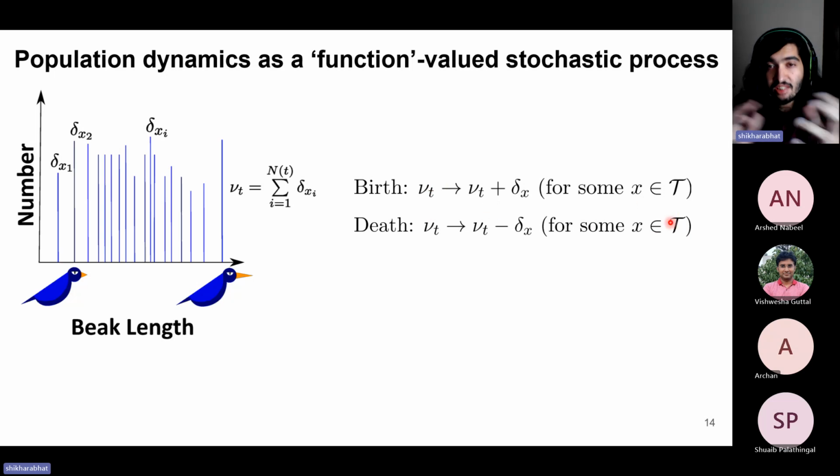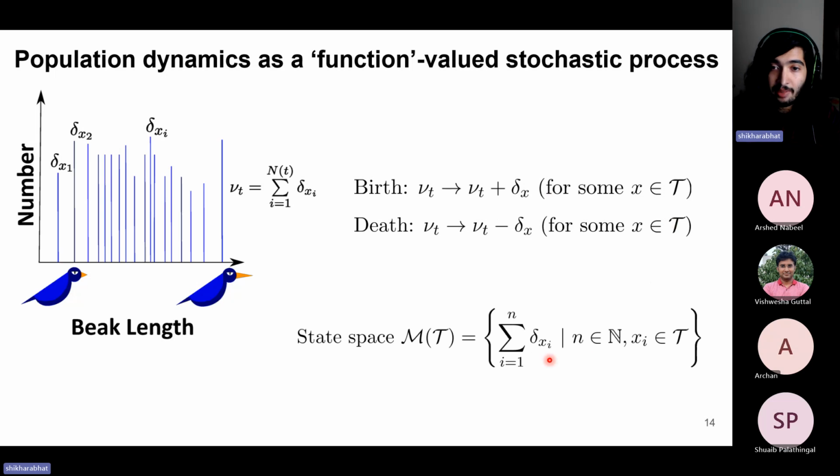My stochastic process, therefore, is taking values in the space of all sums of Dirac masses. That is, at a given point, my stochastic process is a function, whereas before it was a number for discrete traits, or a vector if I had many discrete traits. The state space is not this now. It is this M of t, which is a sum of Dirac masses, right? And in particular, this is infinite dimensional.